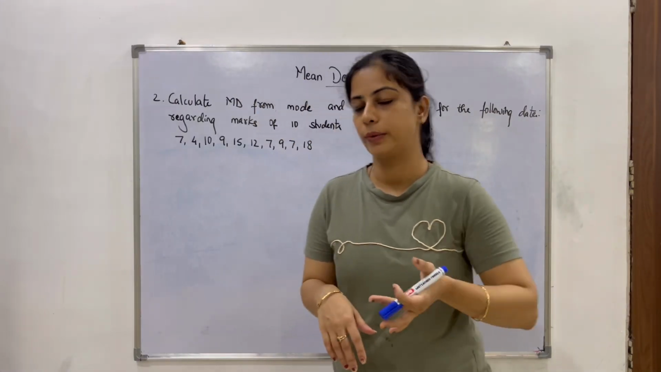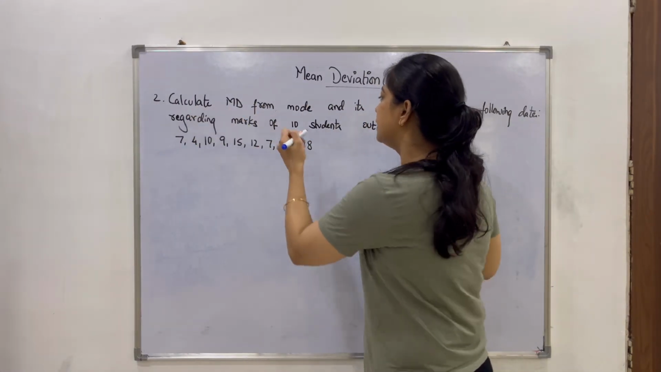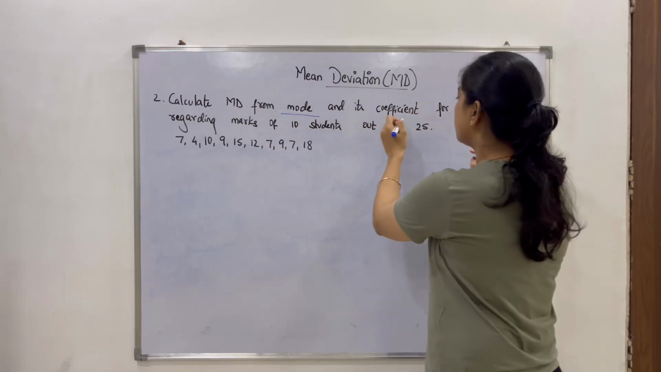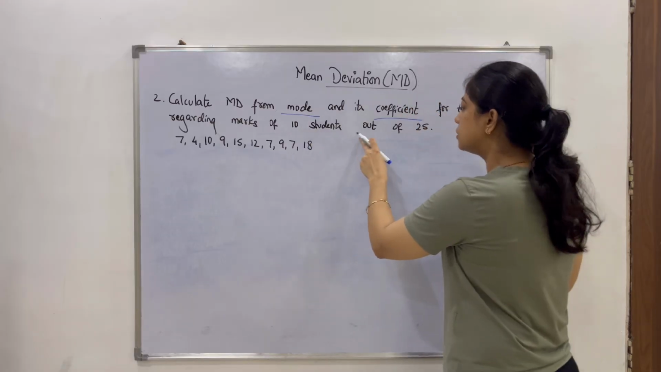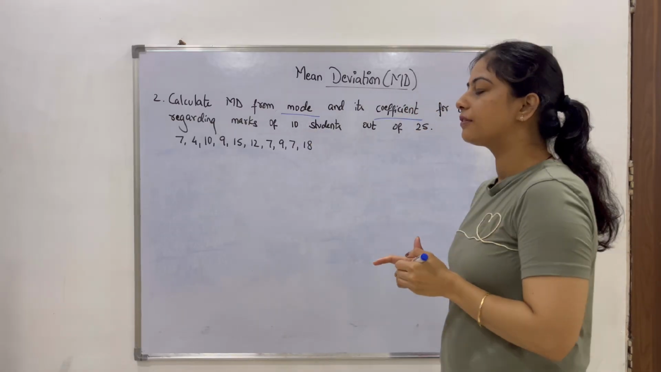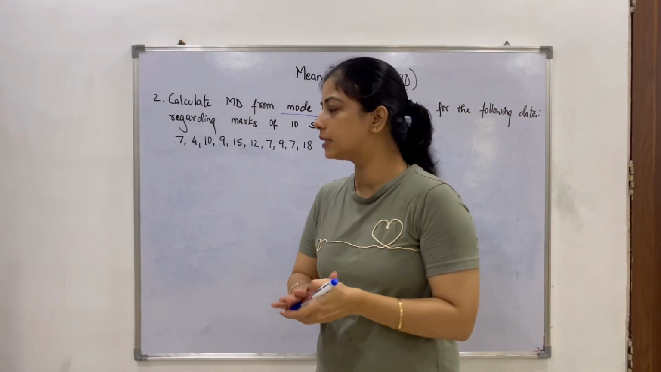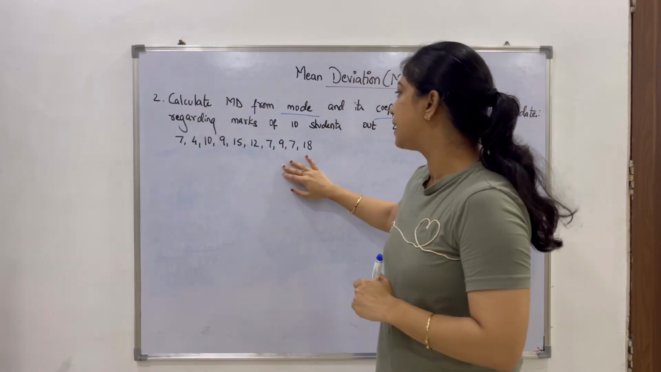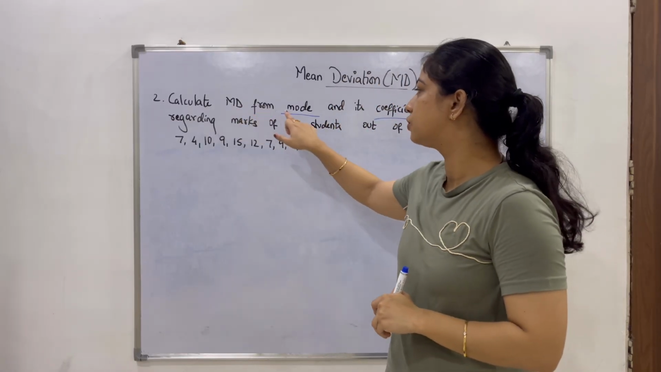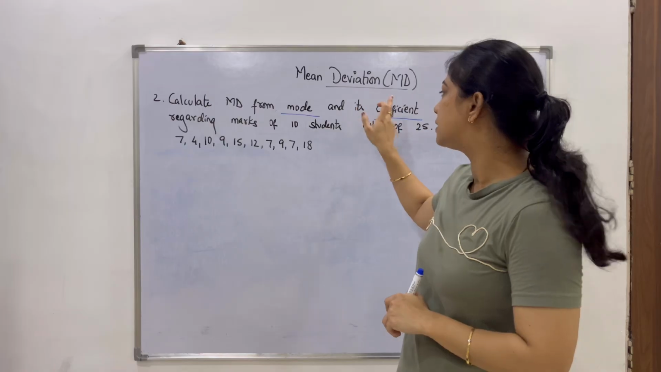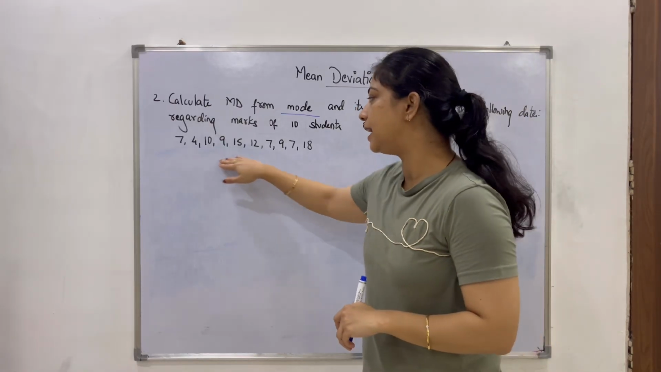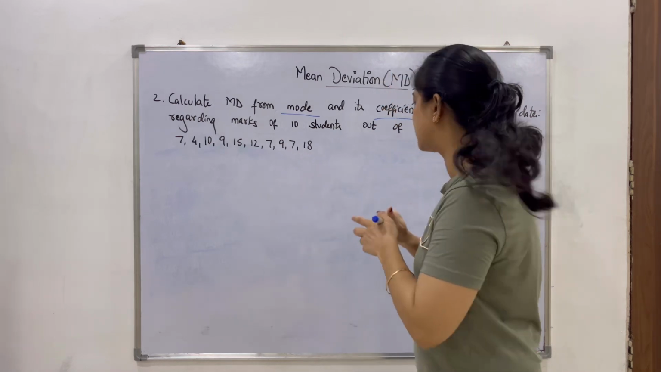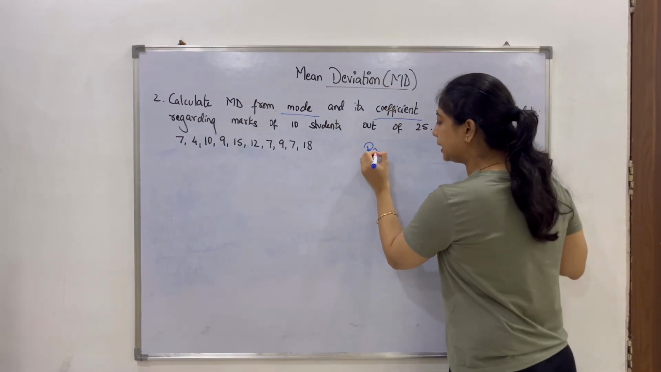Let us look at the second question. Calculate mean deviation from mode and its coefficient for the following data regarding marks of 10 students out of 25. So they have given us marks of 10 students in this particular way and they are asking us to calculate mean deviation from mode as well as its coefficient. Now first we need to guess which kind of data this is. Since only x value is given to us, obviously it is raw data.